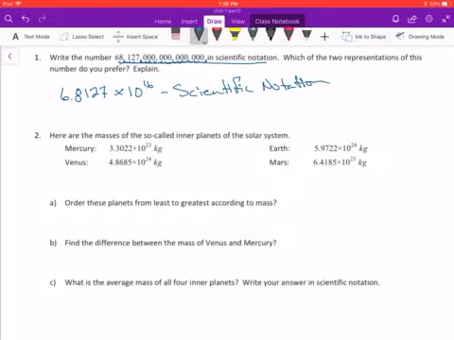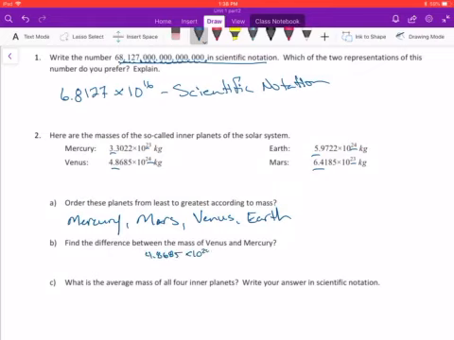Less zeros, yay. Masses of the inner planets. We got some heavy planets here. Order these planets from least to greatest. I'm going to first start with my exponent. 23 and 23 are the same. Then I look at my lead factor, 6 and 3. So Mercury is the lightest. Then Mars, or the least massive, I should say, not lightest. Then we have 24, 24, 4, and 5. Then it goes Venus, and then Earth. Least to greatest.